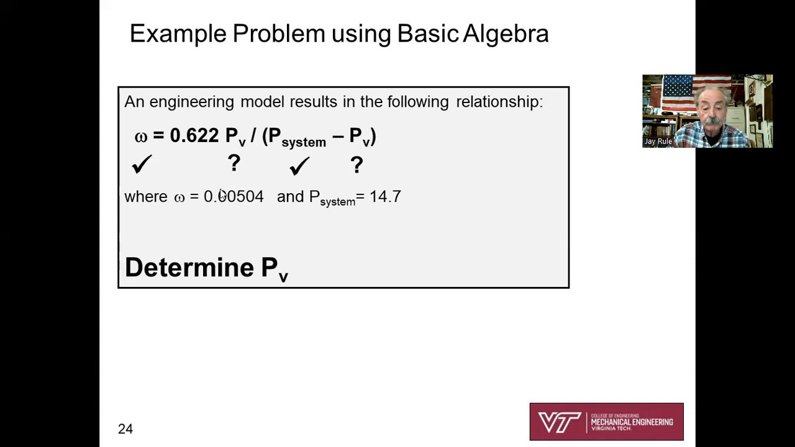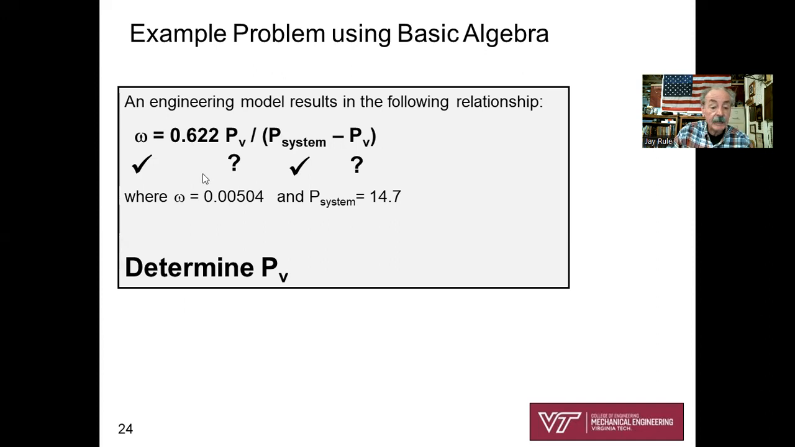Omega is a number, 0.00504, and P system is a number, 14.7, and our job is to find P sub V. So let's look at our checks and our question marks. Oh, it's going to be a little tougher to solve for P sub V, isn't it? Because I've got P sub V appearing twice in one equation.